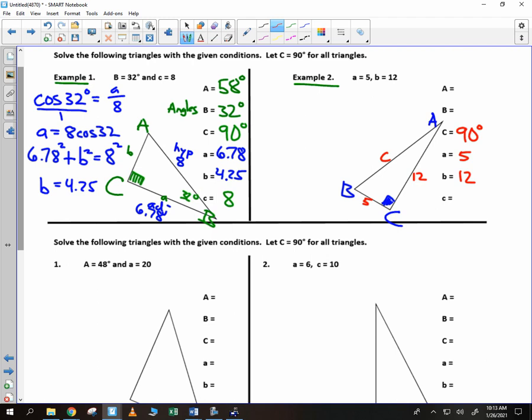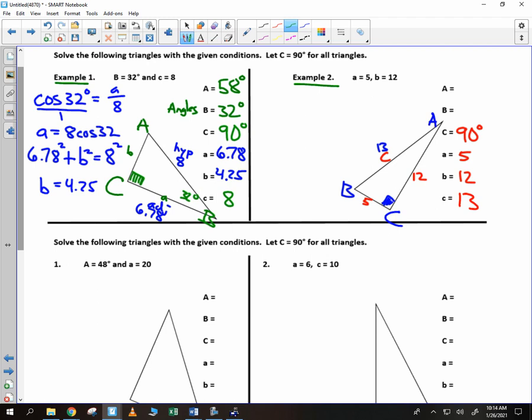What is going to be the easiest thing to find in this situation? Side C. I can use the Pythagorean theorem. For the sake of time, we're going to write down 13. Now I have all three sides. Bell's going to go or not, but just give me 30 more seconds and we'll finish.